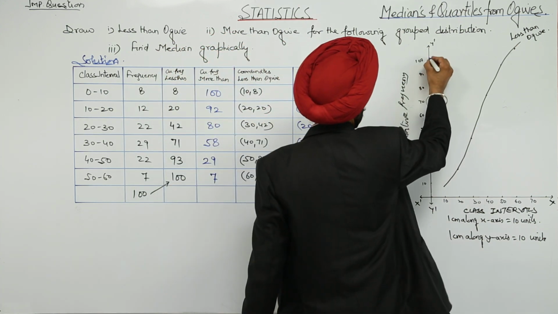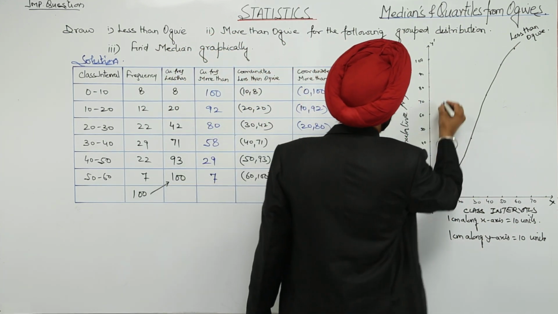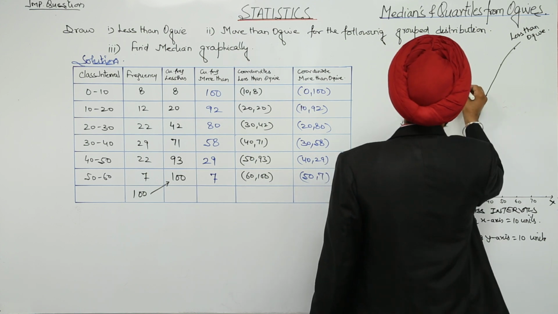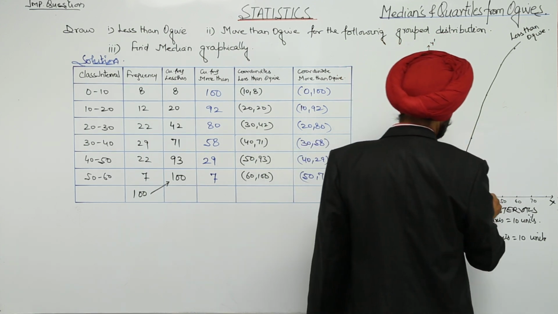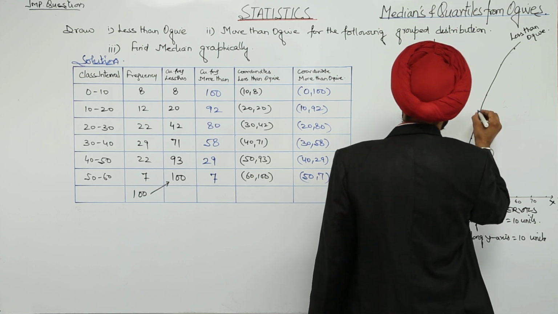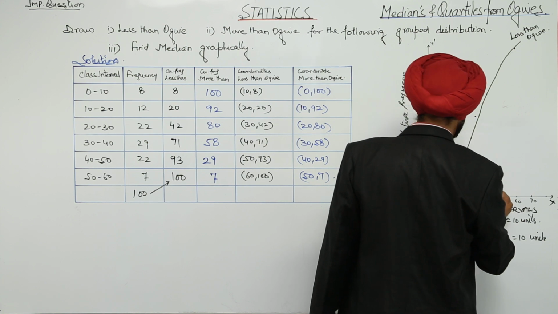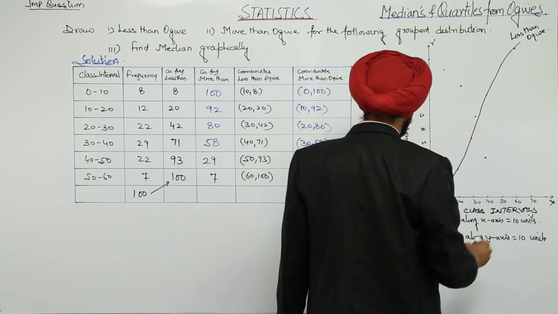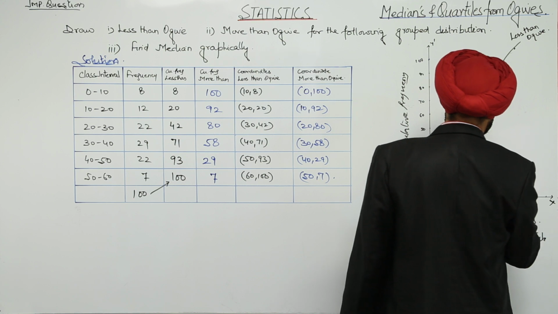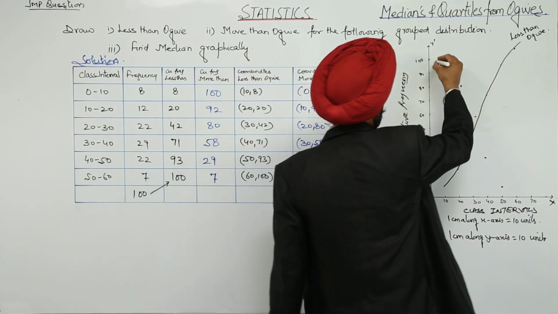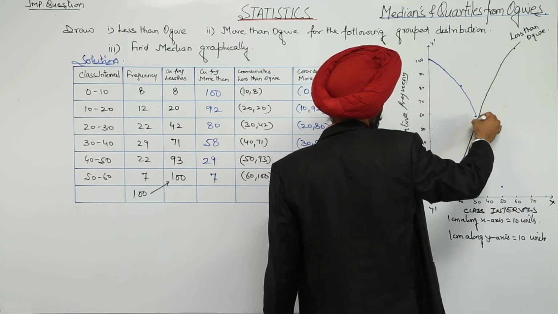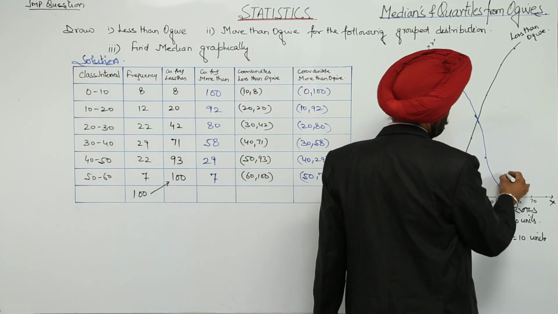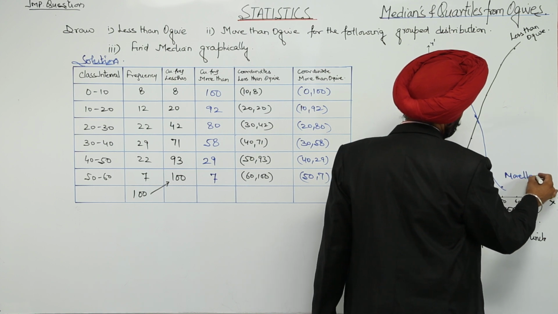Now, 0 to 100, 10 to 92, 20 with 80, 30 with 58, 40 with 29, and 50 with 7. So, we have this one. This is the more than ogive.